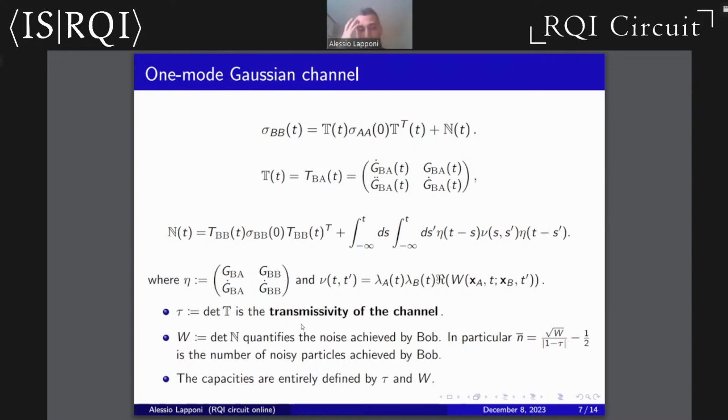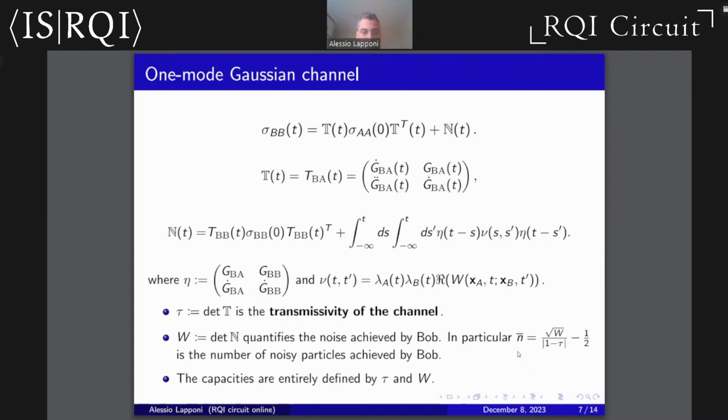What is the transmissivity? Well, we can think of the transmissivity as the portion of input signal effectively arriving to the observer, to Bob. So sort of a transmission coefficient. Then we have the determinant of the N matrix, which gives the additive noise. In particular, this expression here, which is proportional to the determinant of the N matrix, gives the number of noisy particles effectively achieved to Bob.